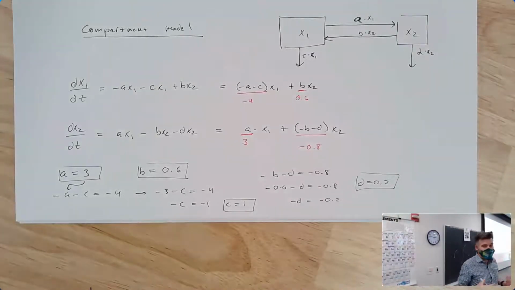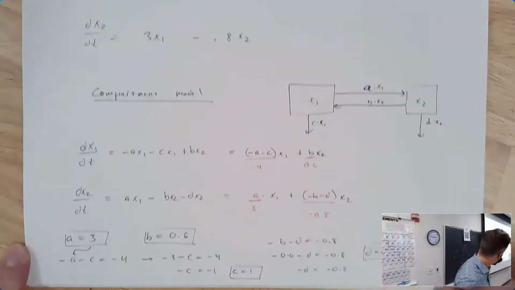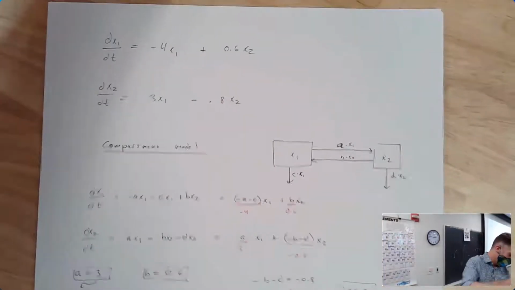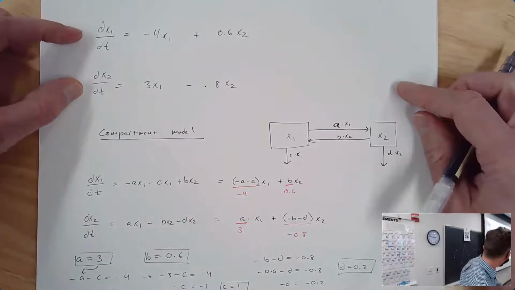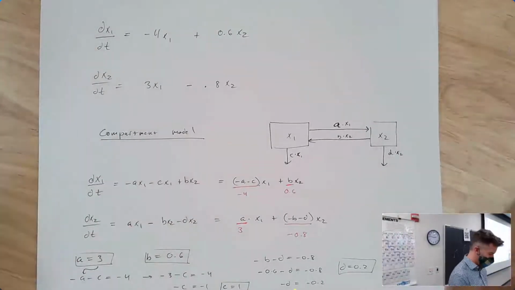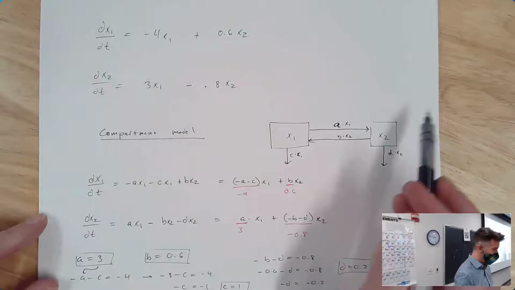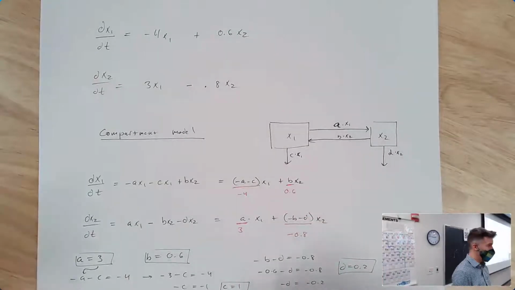So finding A, B, C, and D is pretty straightforward. You're literally just taking the differential equations they've given you and solving for the coefficients. And this is always the standard model that we're going to have. So there's not a lot more to it to solve for those coefficients.